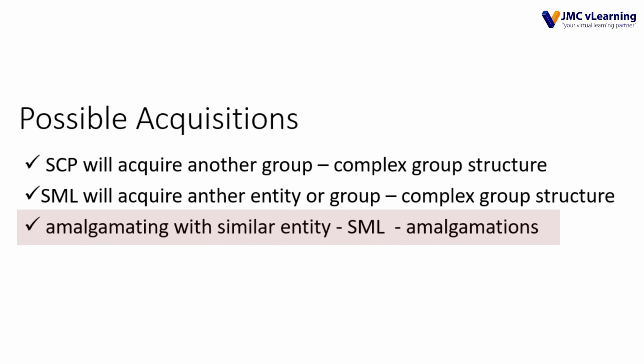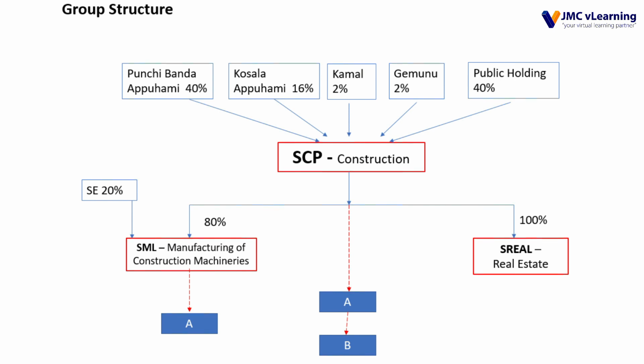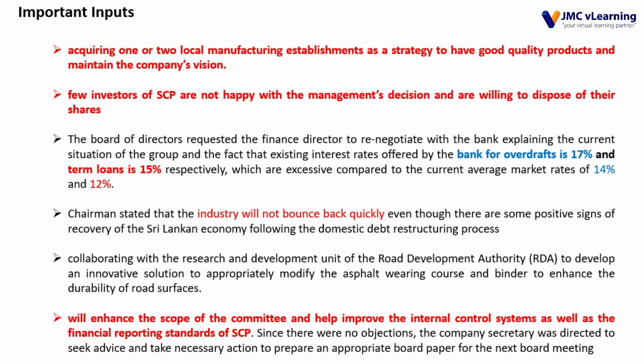Is that clear with that? If you go back to this restructure, the structure can become under SCP or SML, or SML will amalgamate with another company. It's a merger, right? It will be a merger, amalgamation. You write down both words, mergers and amalgamations. Then the second point: a few investors of SCP are not happy with the management decisions and are willing to dispose of their shares, right? Now that is the second point.